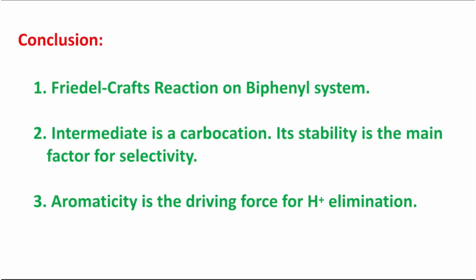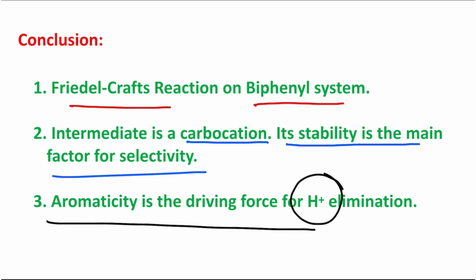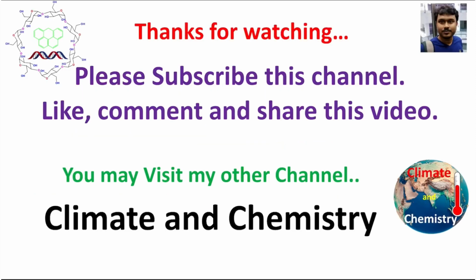In conclusion, what we have learned today: Friedel-Crafts reaction on a biphenyl system happens with selectivity in the para direction. The intermediate is a carbocation and its stability is the main factor for the selectivity, whether ortho-type, meta-type or para-type product. And finally, after aromatic electrophilic substitution, aromaticity is the driving force to remove the proton, because after proton elimination the aromaticity is obtained. So this is the end of the discussion.